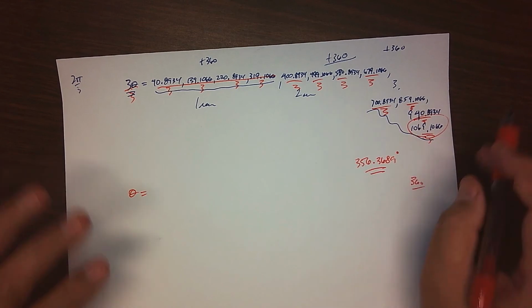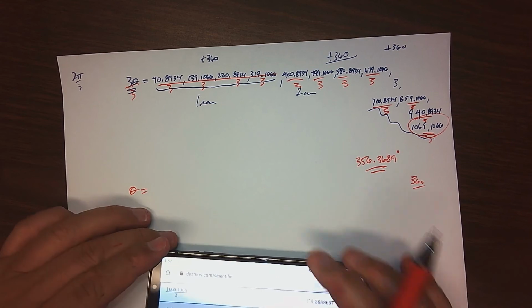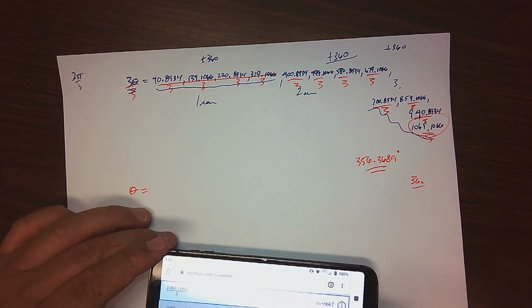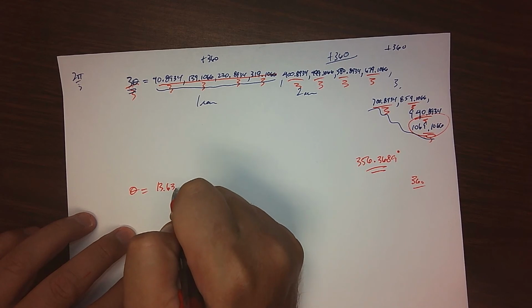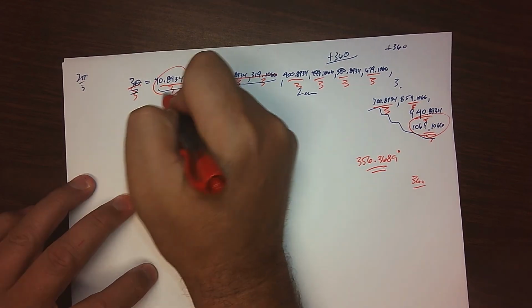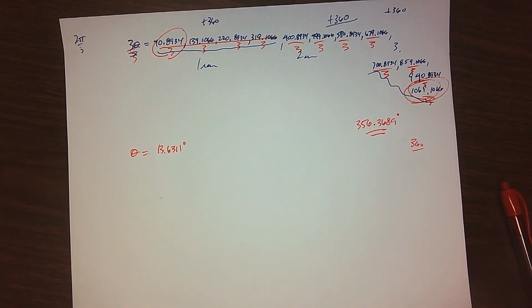The rest is just a ton of number crunching. I'll even do the first one. The first one, if we divide 40.8934 by 3, is 13.6311 degrees. So there's the first one, there's the last one, and then you've got all the divisions by 3 in the middle. So it's just basically at this time a huge calculator effort.